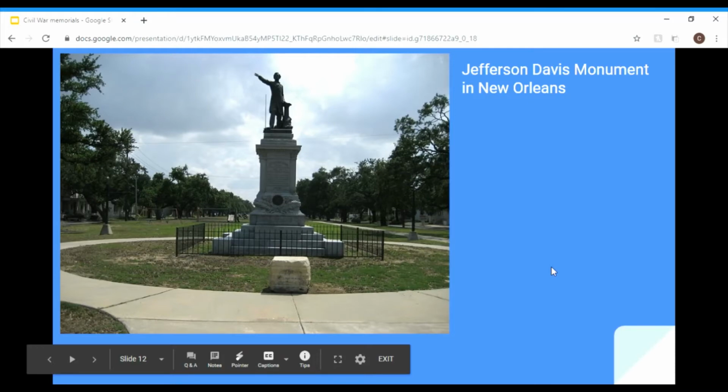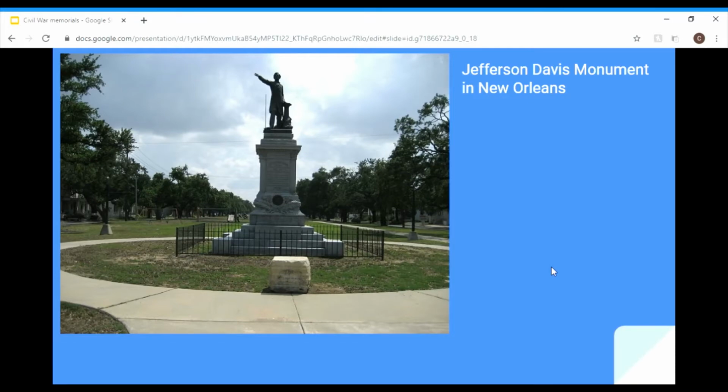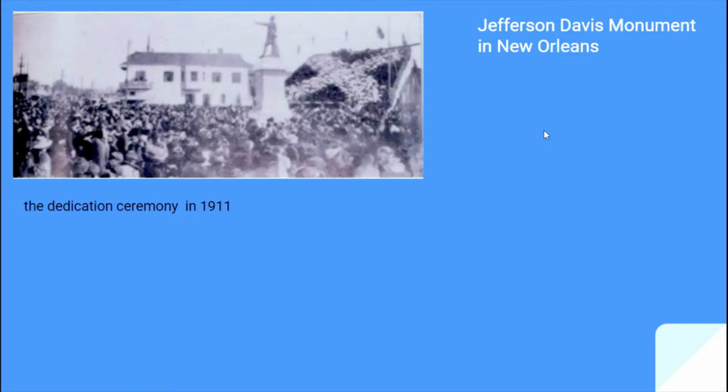Here in this photo, we can see the Jefferson Davis Monument in New Orleans, Louisiana. This monument was officially dedicated in 1911. Here you can see a photo from the monument's dedication ceremony, which was held in 1911 in New Orleans. So here's the monument, all brand new. This was a whites-only ceremony. Over here, you can see people.